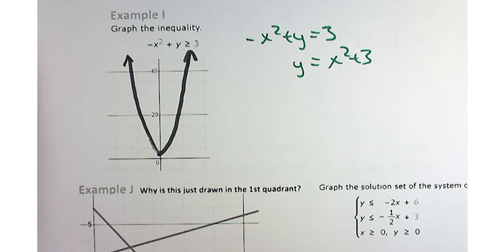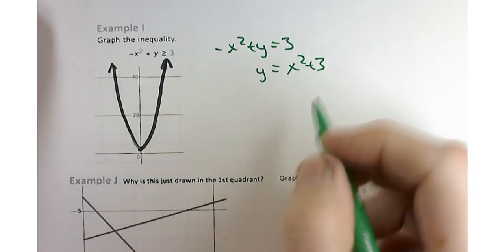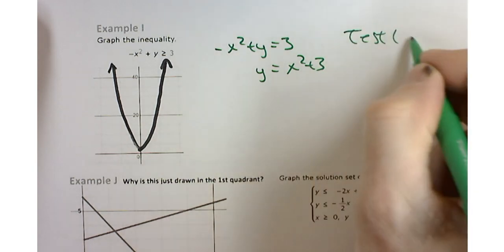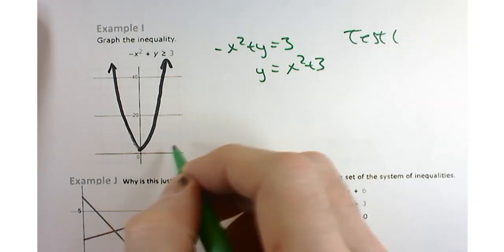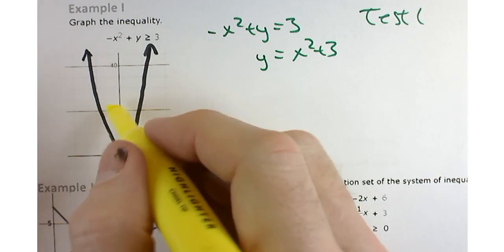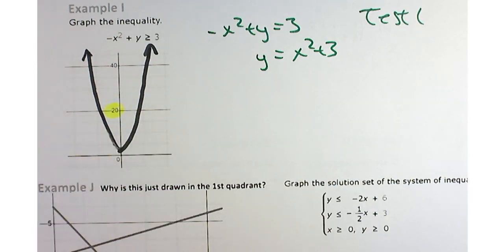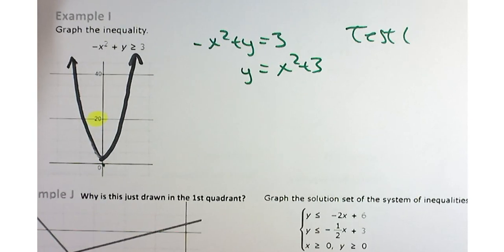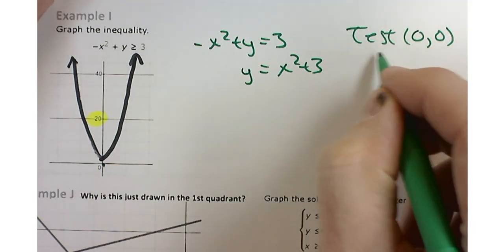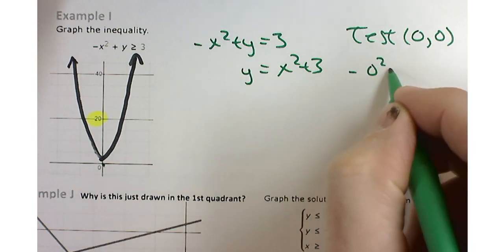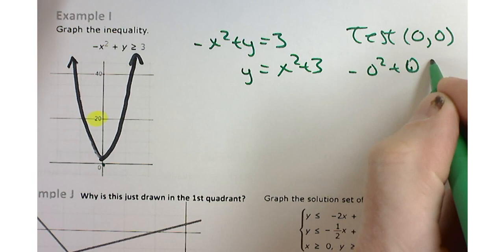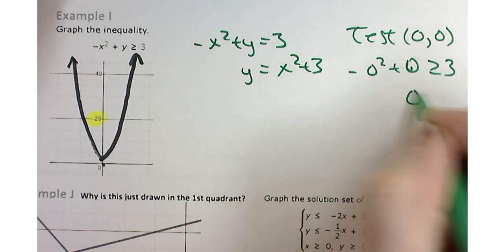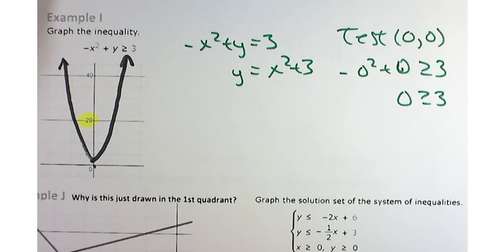But let's see. I need a test point. What am I going to use for a test point? 0, 0 would work out fine. You can see that on my graph, I can do any points you want to choose. So 0, 0 works out fine for a test point. So negative of 0 squared plus 0, is that greater than or equal to 3? False.